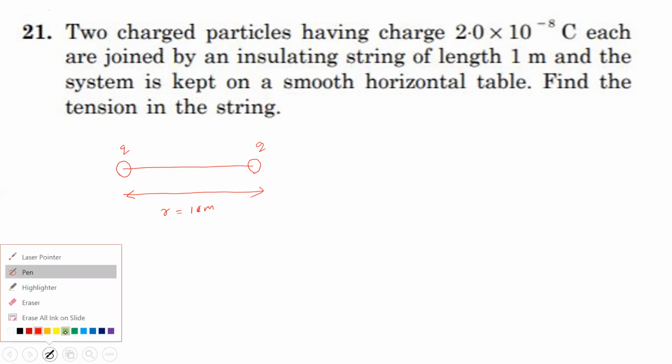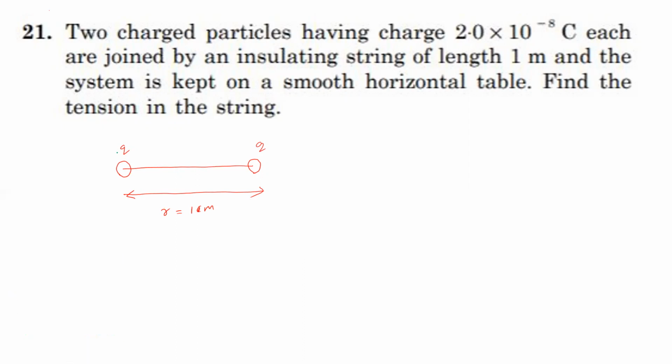Now since these are like charges, a repulsive force will be acting. Since it is in equilibrium, tension should be there in the string. This tension and this force, if they are equal, then only it will be in equilibrium. So tension is equal to the electrostatic force between the charges. Electrostatic force formula is kq² by r².